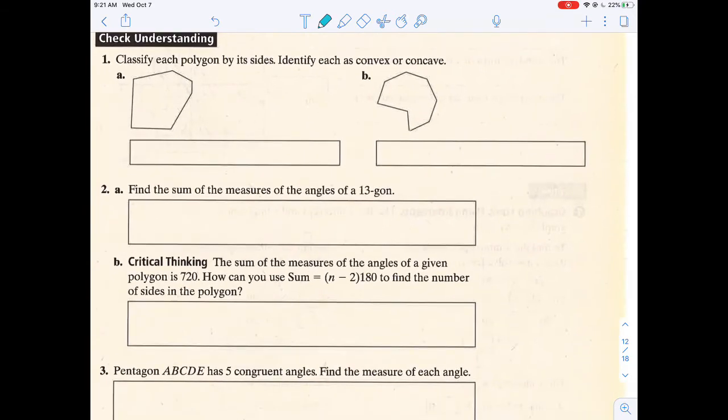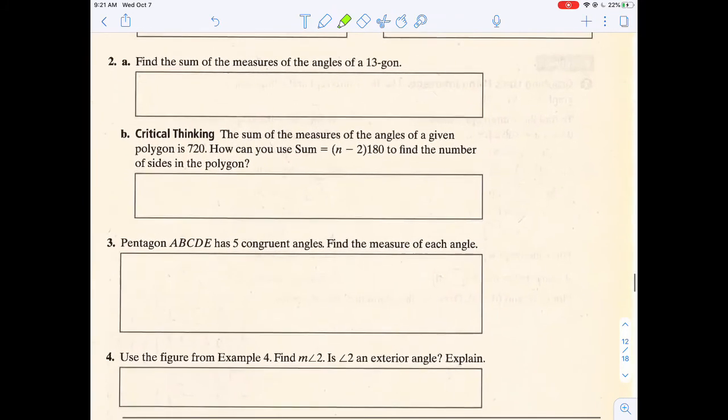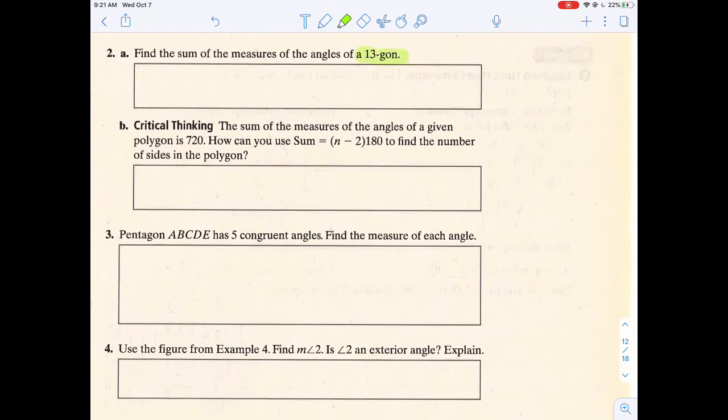The first one says, classify the polygon by its sides. So sides first, and then decide if it's convex or concave. Number 2 says, find the sum of the measures of a 13-gon. So n equals 13. Part B, the sum of the measures of the angles given is 720. Use the polygon angle sum theorem to figure out how many sides it has. So instead of knowing what n is, we know the answer is 720 equals (n minus 2) times 180. And you need to solve that.